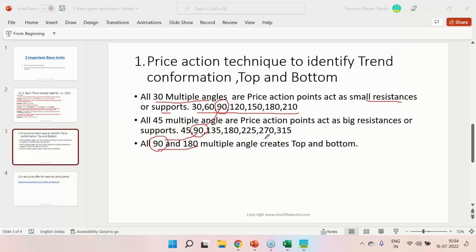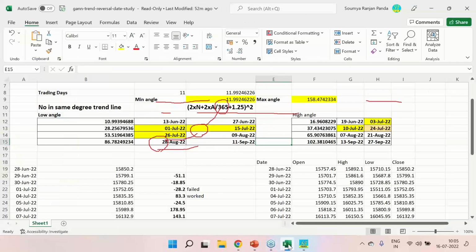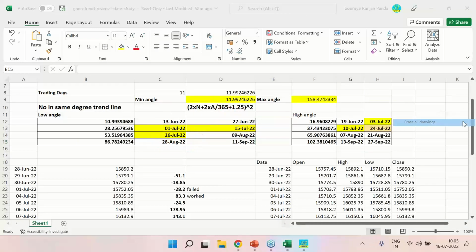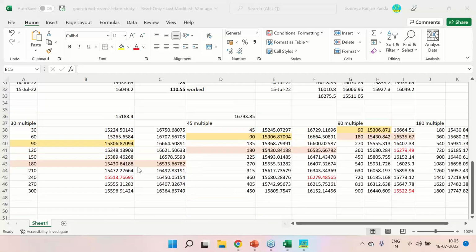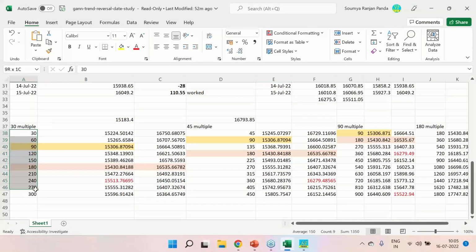So every multiple is there: 30-degree multiple, 45-degree, 90-degree, and the same way 180 degrees and 360 degrees. What we are going to do here is calculate all the resistances and supports. I have taken all the 30-degree multiples, the same Excel sheet I have given you, and 45 multiple, 90 multiple, 180 multiple. Now I have to calculate resistance and supports.